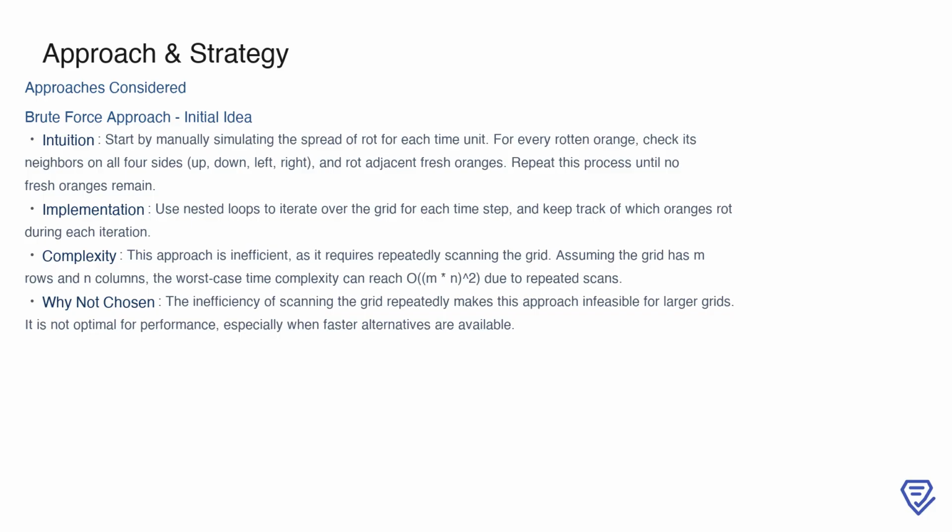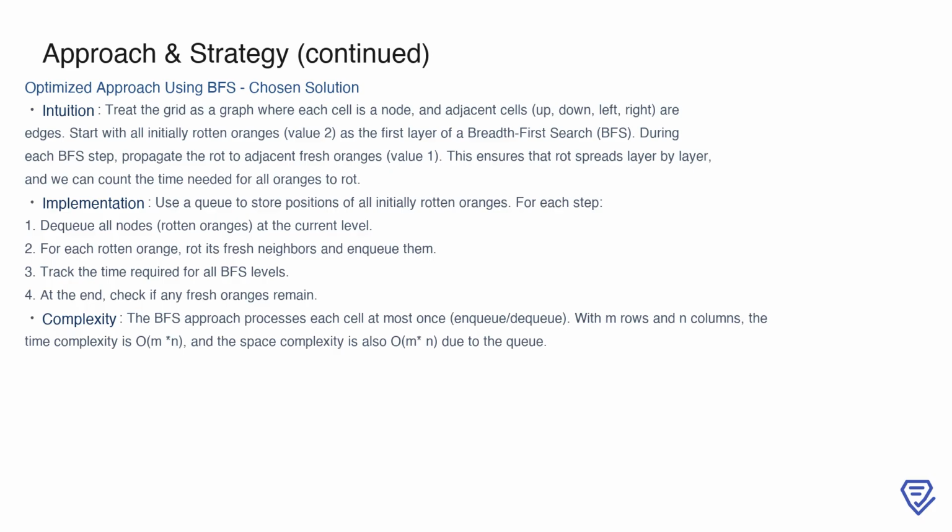While it's an intuitive starting point, the repeated scans and lack of optimization make it unsuitable for our needs, especially when faster alternatives exist. Instead, we opted for an optimized approach using breadth-first search, or BFS. Here, we treat the grid as a graph, with each cell acting as a node and edges connecting adjacent cells. The rotten oranges, which initially have a value of 2, form the first layer of the BFS. During each step of the BFS, the rot spreads to any adjacent fresh oranges, represented by a value of 1.